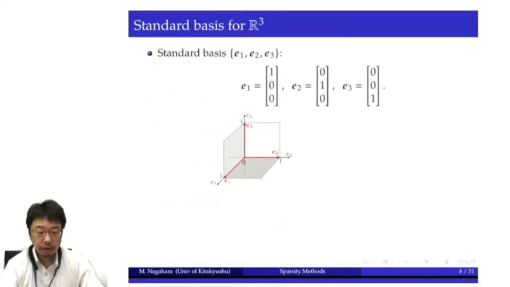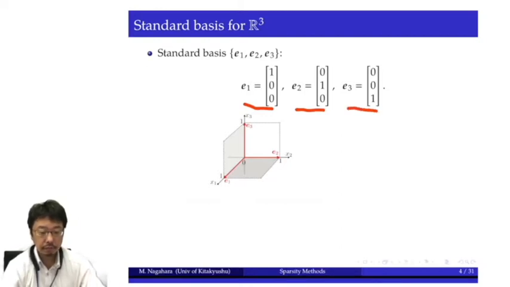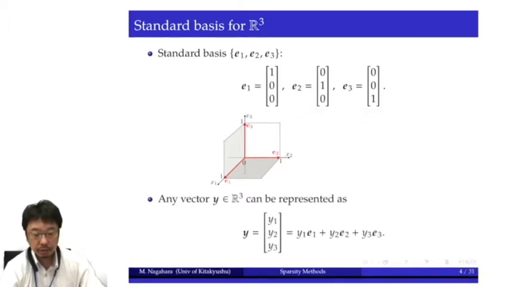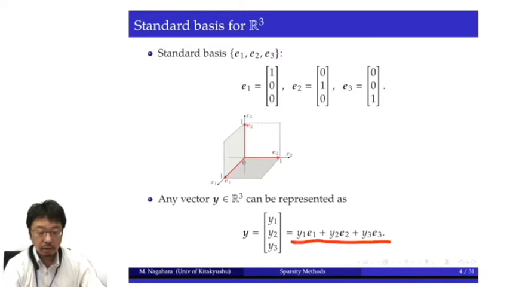Let us consider the standard basis for R3. The standard basis is given by E1, E2, and E3 defined here. Then, any vector y in R3 can be represented as a linear combination of these three vectors as this. This is very simple.